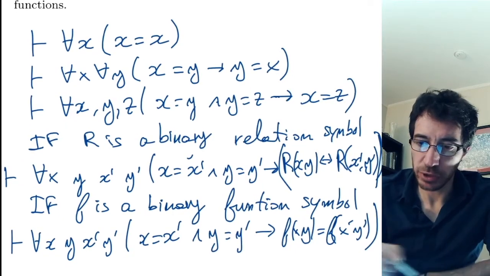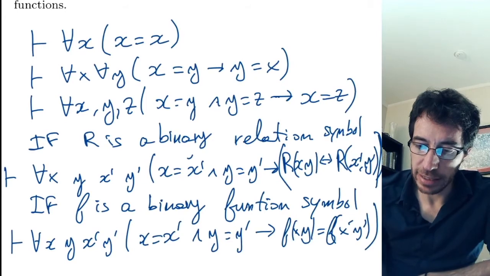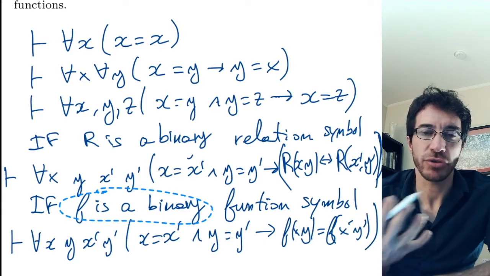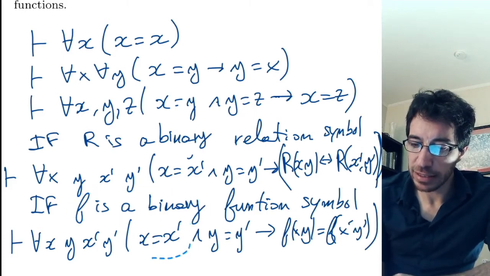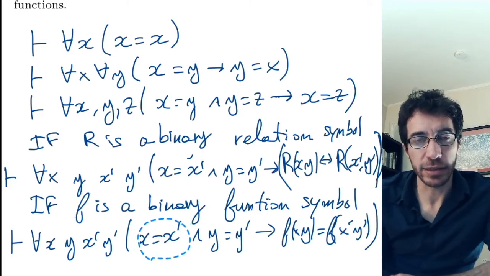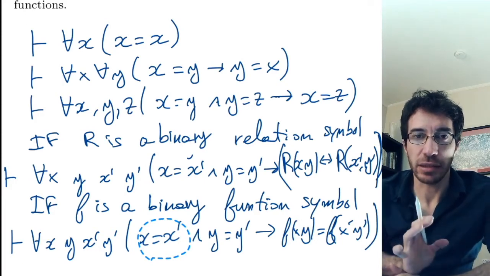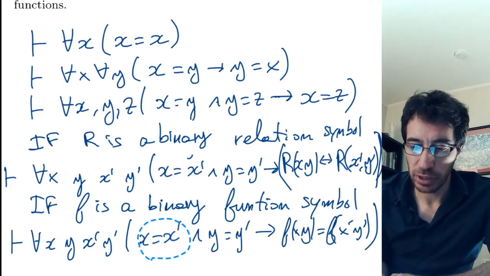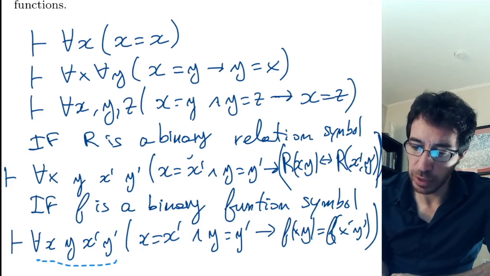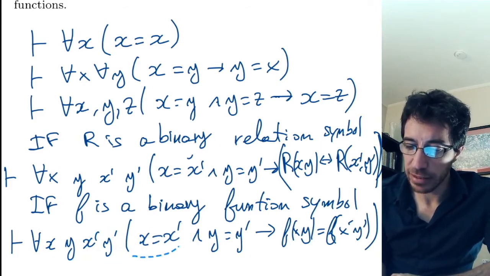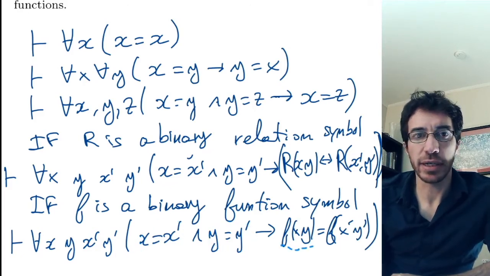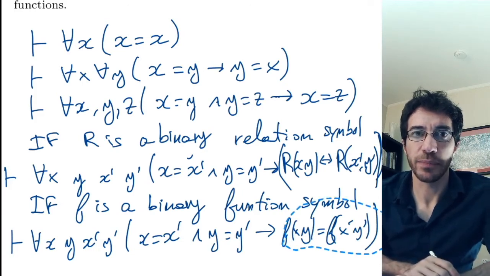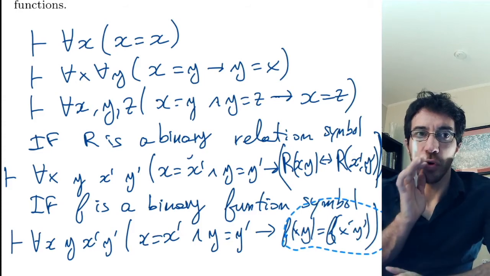So here is the important one that we need now: if you have a function, in this case we were using a binary function just for the example, but it doesn't really matter. You can prove this sentence out of nothing, just from the logical axioms without any assumption, that for every x, y, x prime, y prime, if x equals x prime and y equals y prime, then f applied to xy is equal to f applied to x prime y prime, right? So we said you can prove this.